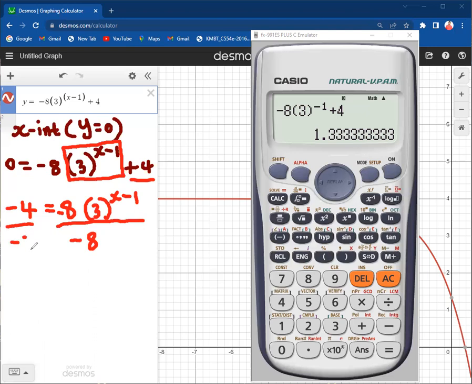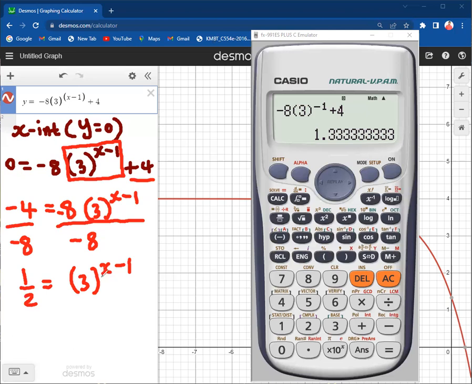Then I'm dividing both sides by -8. So I have a half, because this simplifies to a half. Then this side I have 3 to the power x minus 1. Right, perfect. I can't make the bases the same because there's no way a half and a 3 can be made to be the same base. So if this is the case, I have to use logs.